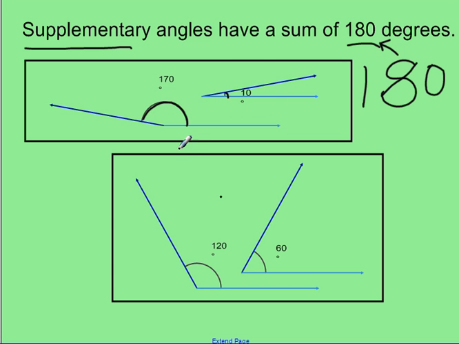When you put two supplementary angles together, when you put them on the same line, they end up forming an angle of 180 degrees, which means they're going to make a straight line. Okay, so two supplementary angles put right up next to each other create a straight line. Okay?